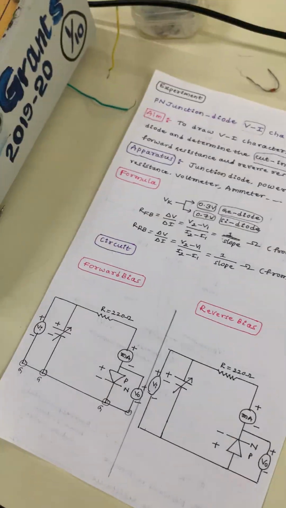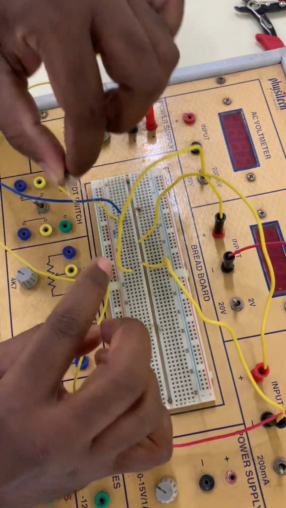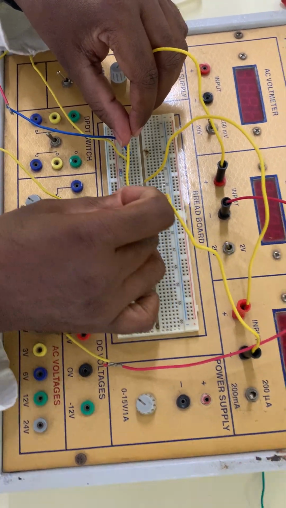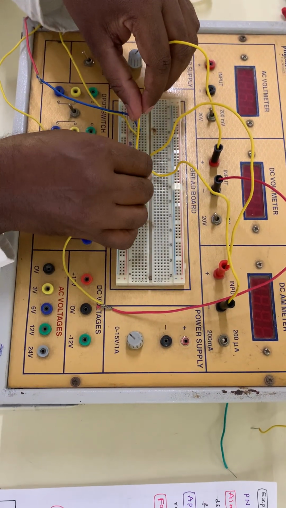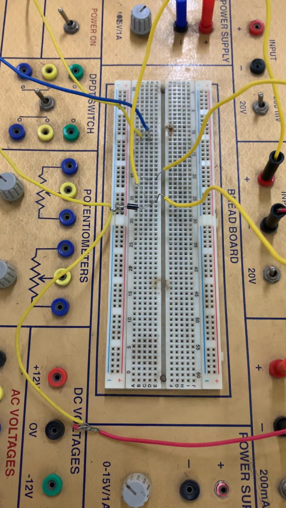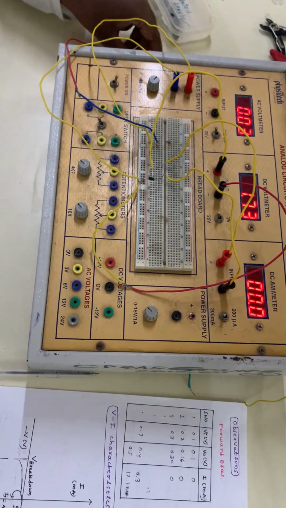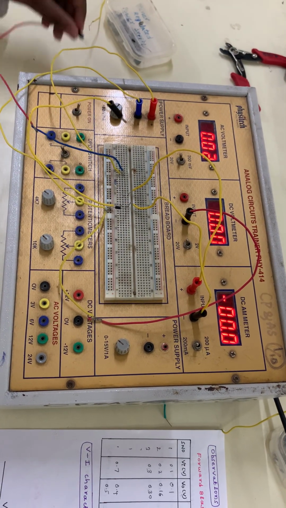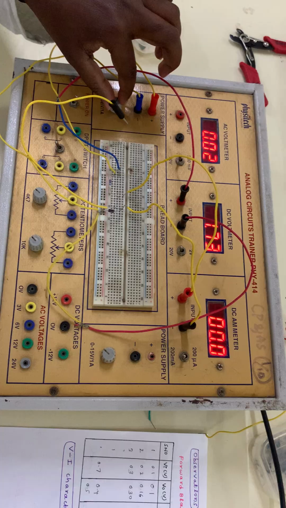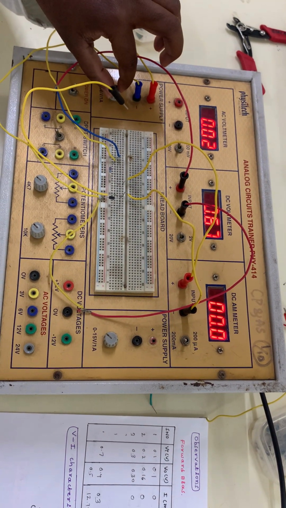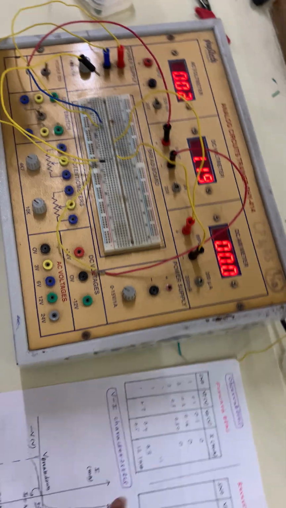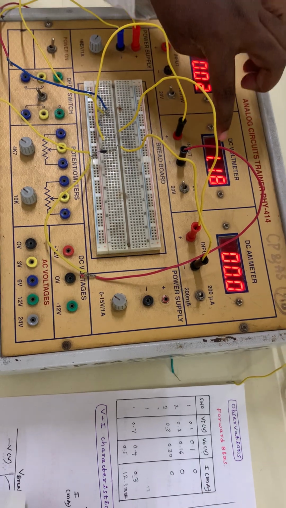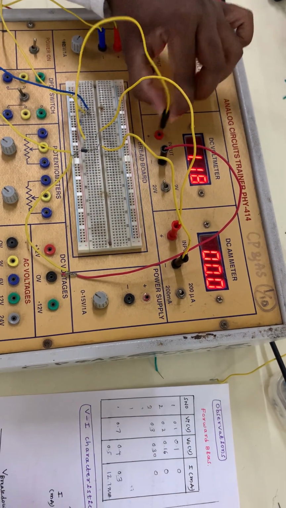Similarly, in the reverse bias, what do we have to do? In the reverse bias, the diode's negative you apply to the positive, and the positive you connect to the negative, and then you take the readings the same way. First you apply 1 volt, serial number 1, input voltage is 1. Now you are able to see the output voltage also 1, and the output current is not showing here.